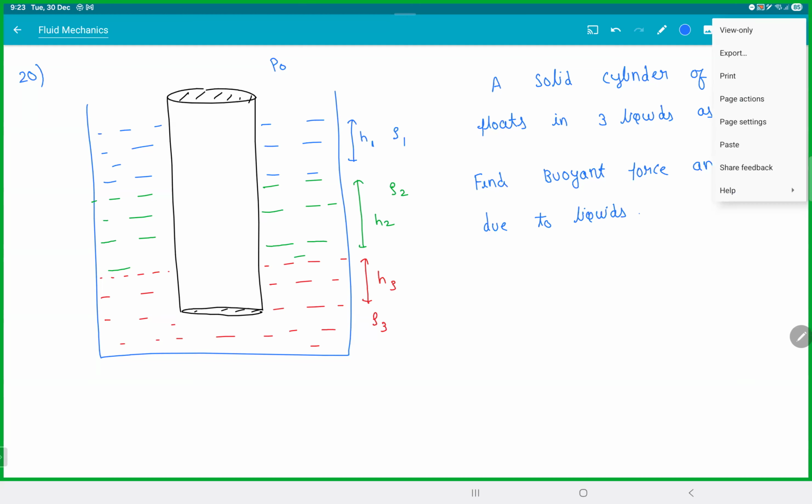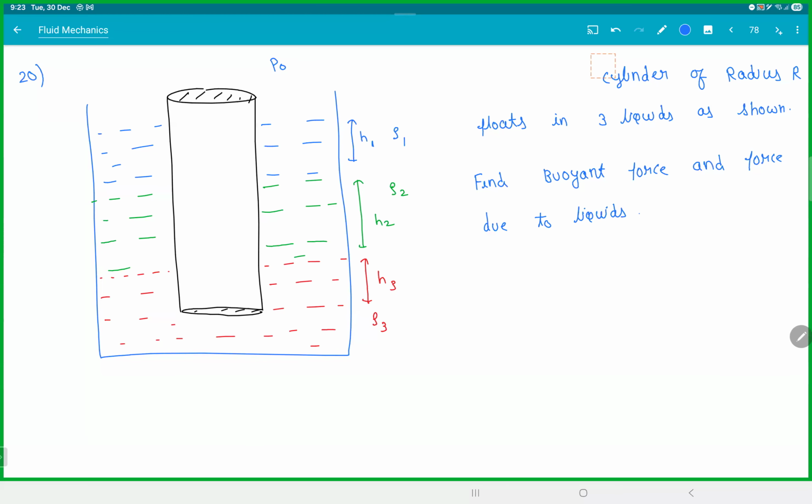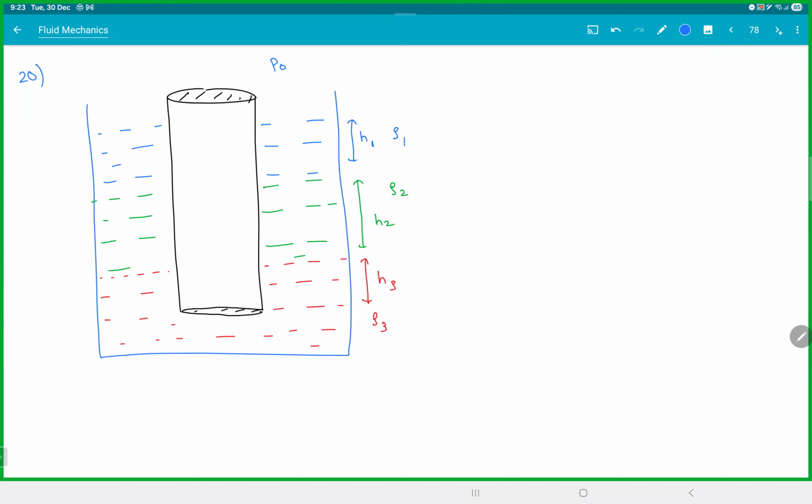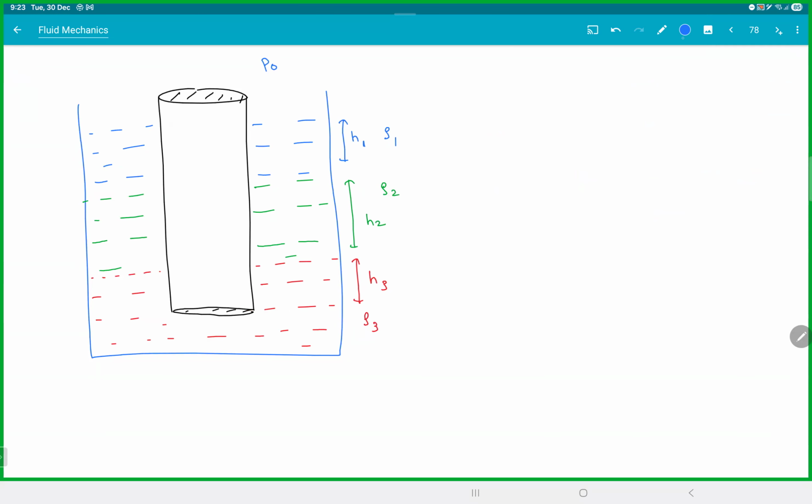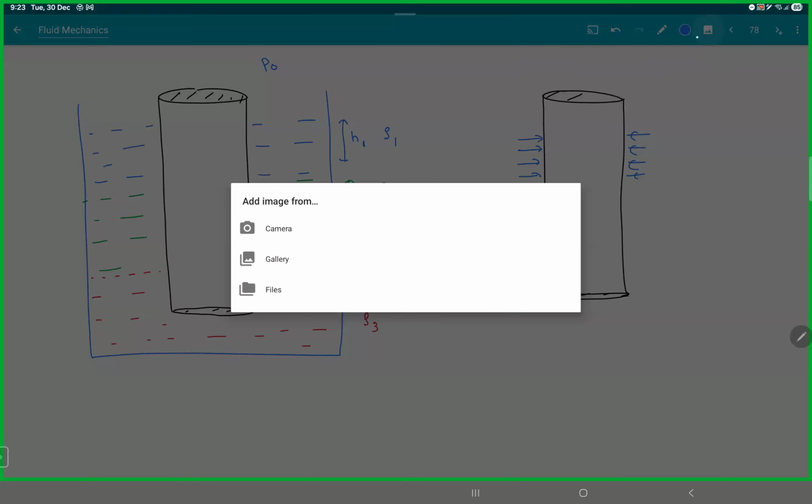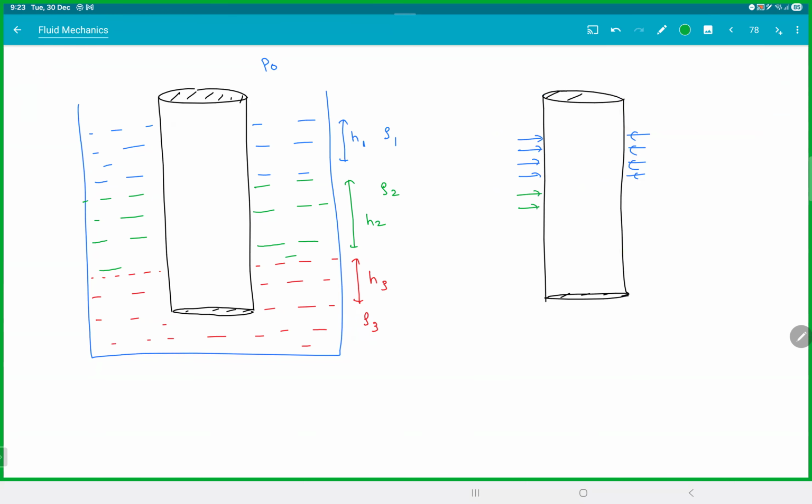What is the catch? See, if I draw the free body diagram of this thing, the buoyant force is easy. You just simply take the liquid displacement and finish it off. But if you look at the force here, the blue is exerting force like this, which will cancel out. The green is exerting force horizontally. That also will cancel out. The red is exerting force horizontally. That will cancel out. But there's a vertical component that will not cancel out.